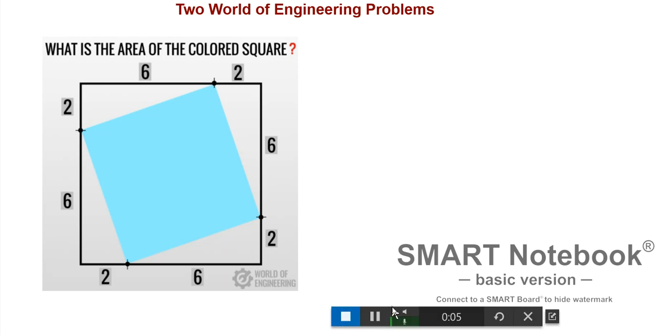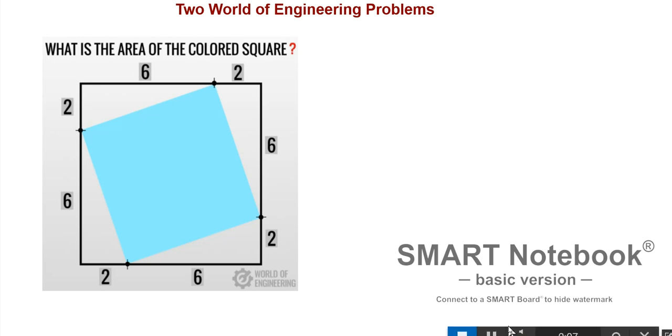My wife sent me a couple more World of Engineering problems, and I find them interesting. Now, what I like to do with some of these problems is to look at them a little differently. Now, this one's pretty straightforward.